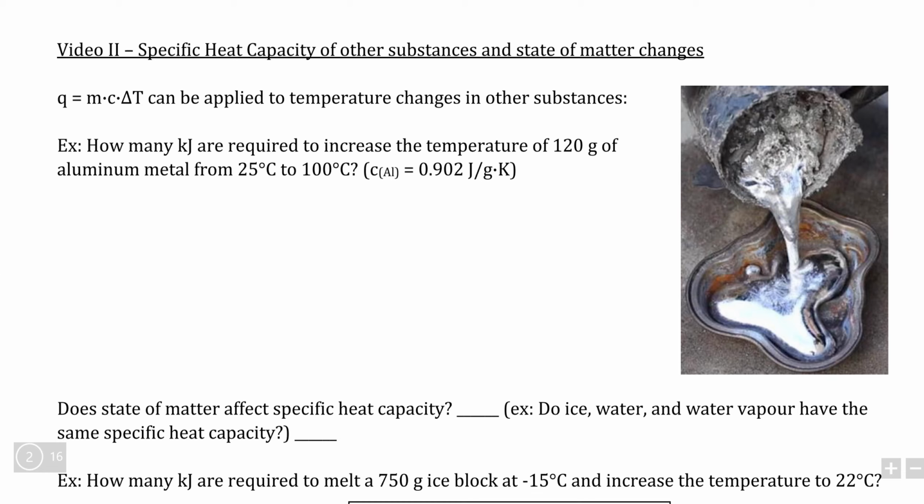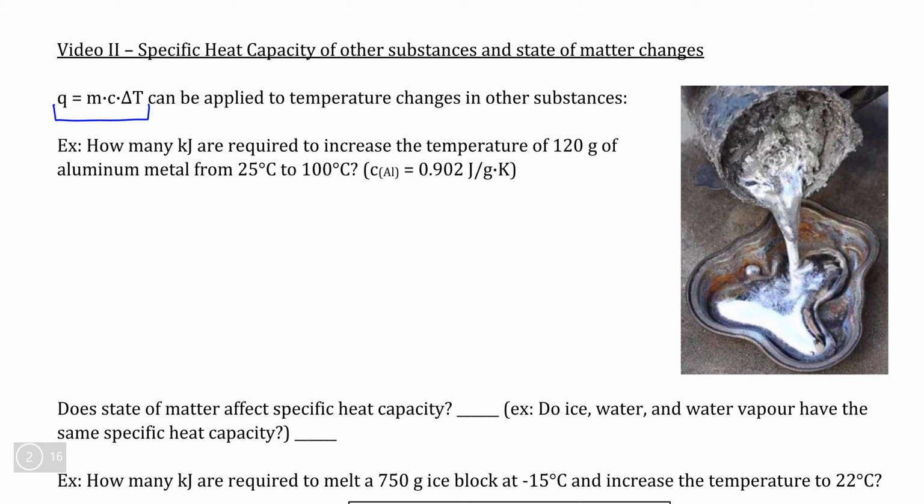In this video, we're going to be examining two possible uses of the specific heat capacity formula we determined in the previous video, Q is equal to mc delta T. In the previous video, we looked at how this formula can be used to calculate the amount of heat required to increase the temperature of water, but can this formula be used for other compounds?